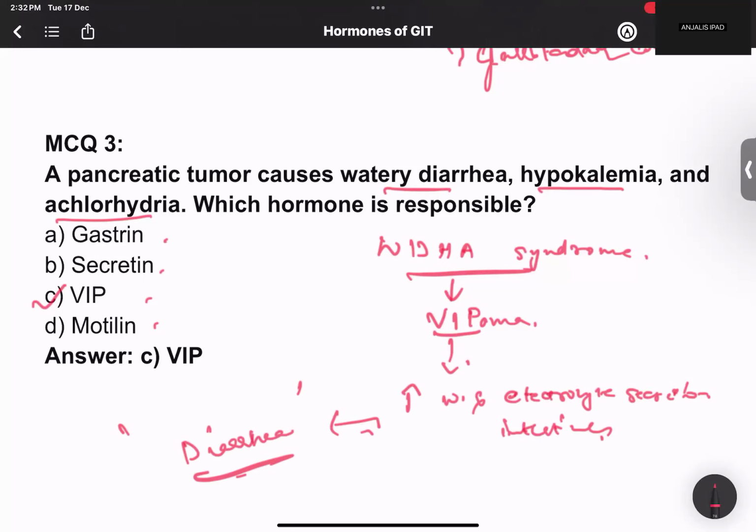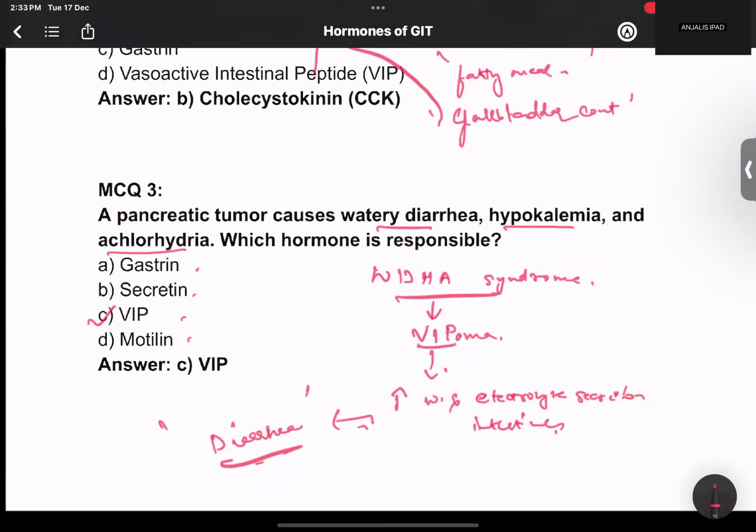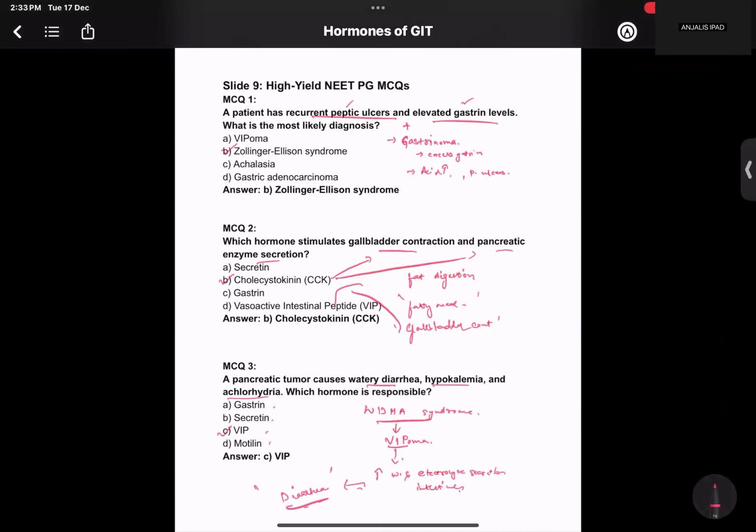So that is about VIP. The triad of watery diarrhea, hypokalemia, and achlorhydria points to WDHA syndrome, which is caused by a VIPoma. VIP increases water and electrolyte secretion in the intestines, which leads to diarrhea. Now we're done. To summarize, we've covered all the major GIT hormones with their sources, stimuli, and actions. So remember the mnemonics and clinical links. They'll help you crack NEET PG questions confidently. Thank you for your time and best of luck.